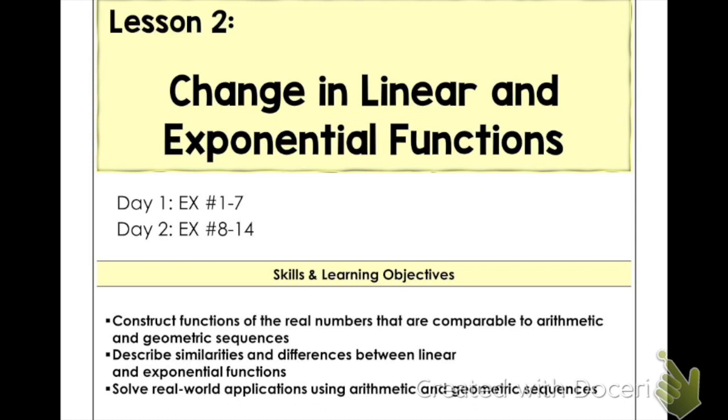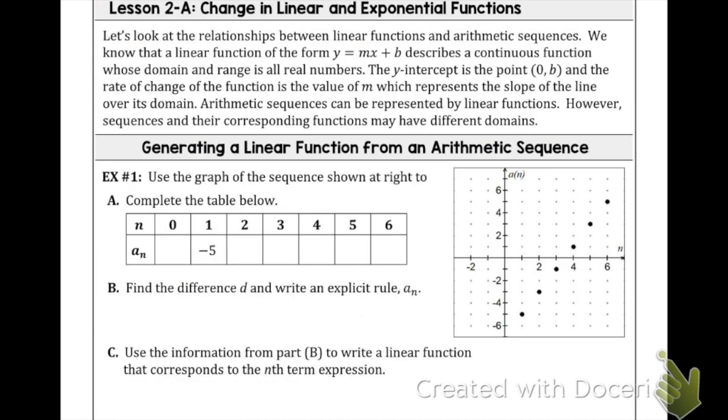Goals for today's notes would be to be able to construct functions of the real numbers that are comparable to arithmetic and geometric sequences, describe similarities and differences between linear and exponential functions, and solve real-world applications using arithmetic and geometric sequences. So let's look at the relationships between linear functions and arithmetic sequences.